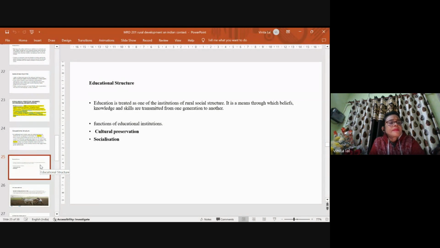Now come to the educational structure. Educational structure has two functions of educational institutions: cultural preservation and socialization. Cultural preservation, I have already told, includes intangible and tangible forms to ensure survival for the future. Now come to socialization, which is very important in this course. Socialization is a process whereby an individual learns to adjust to a group or society, to behave in a manner approved by the group.